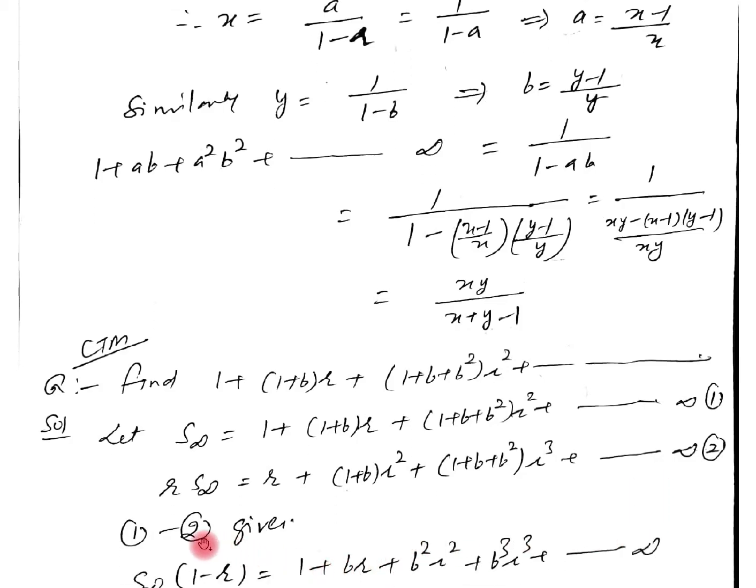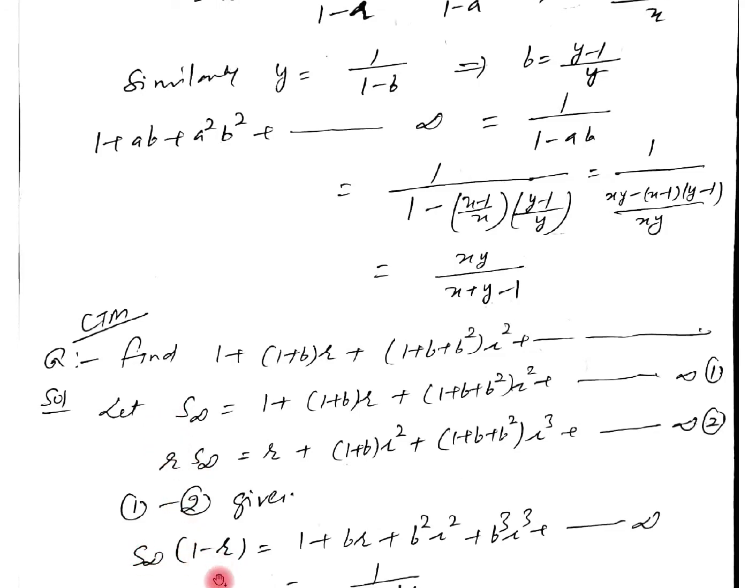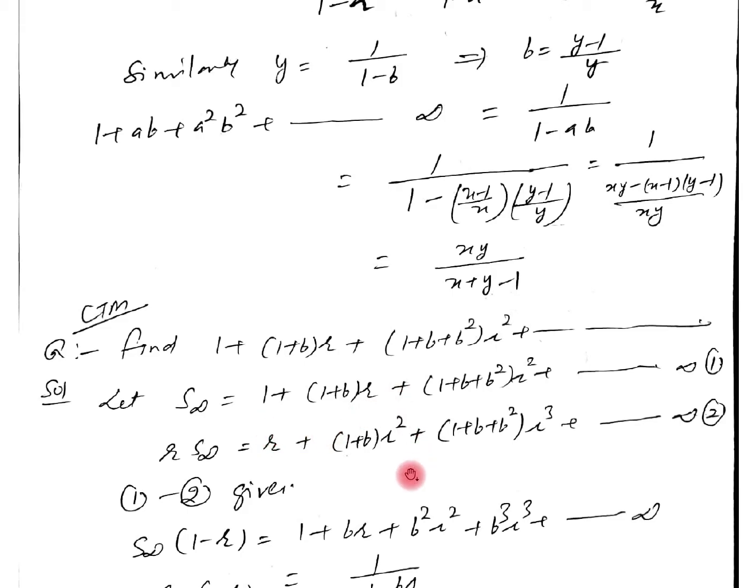Now here, I am doing 1 minus 2, left from the left and right from the right. 1 minus 2 gives, again s infinity is common, we are left with 1 minus r. Then when I simplify the right hand side, some terms will be cancelled out, so I am left with 1 plus b into r plus b square into r square plus b cube into r cube up to infinity.